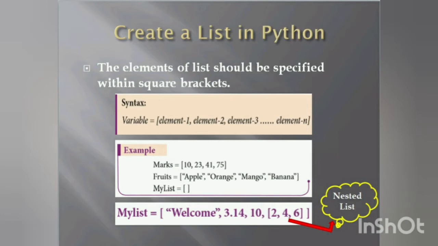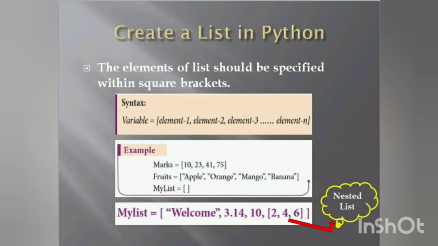Look at the syntax. Here you have to declare a variable to store the list. So variable is equal to, then the square brackets, then the elements. Each element will be separated by a comma. Element 1, comma, element 2, comma, element 3, comma, till element n you can specify. How many elements you need for the variable, you can specify within the square brackets. Clear? Now look at the example.